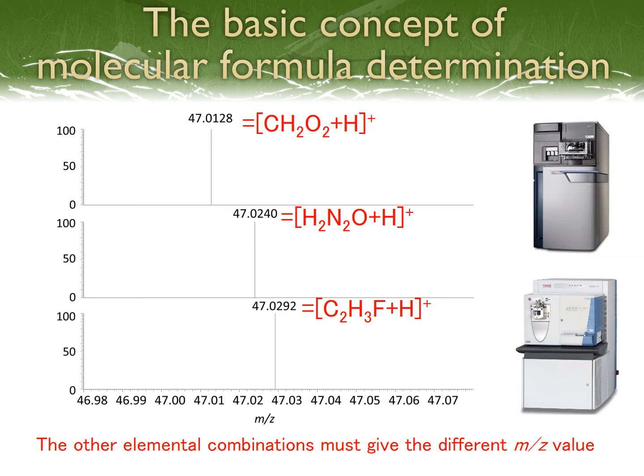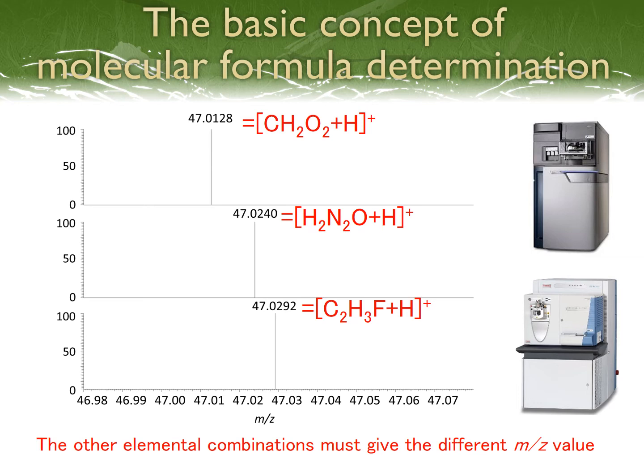The high-resolution mass spec has one more very unique and important feature. Because it is accurate and precise, we can determine the m/z value of unknown ion to 3 or 4 places of decimals. By determining the m/z value of unknown ion to 3 or 4 places of decimals, we can determine molecular formula of unknown compound. For example, if m/z value is 47.0128, it must be CH2O2 plus hydrogen minus 1 electron. The other elemental combinations must give the different m/z value.